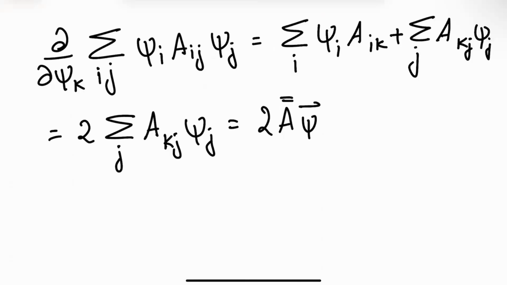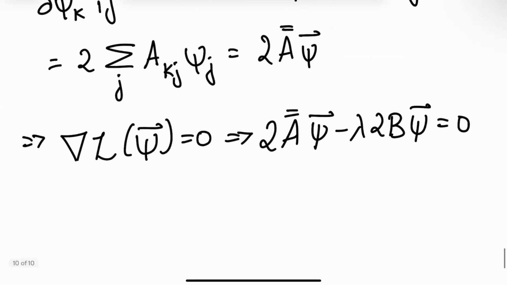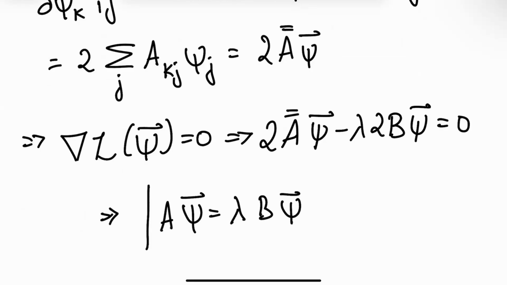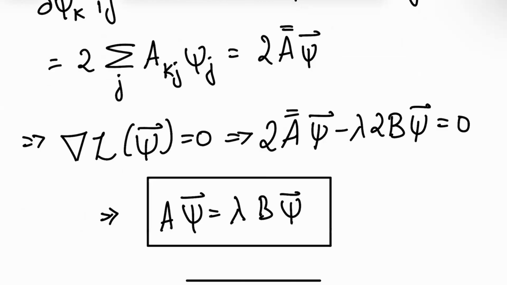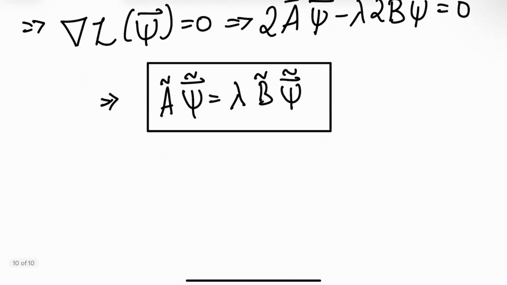So this implies that the gradient of the Lagrangian with respect to psi equal to 0 is equivalent to writing 2A psi minus lambda times 2B psi equal to 0. That is identical to A psi equal to lambda B psi. This is the eigenvalue problem. So earlier we wrote these with tildes, so you can put the tilde in if you like, but it doesn't matter. So what is the value of lambda here?